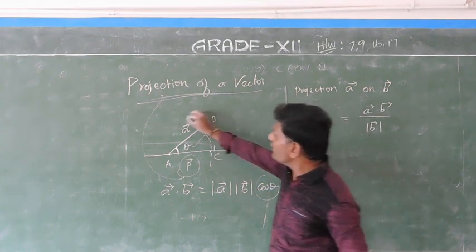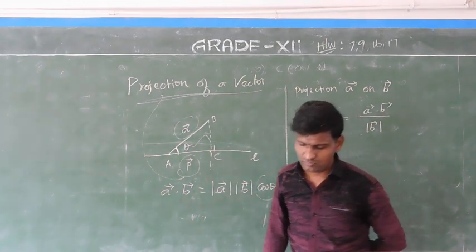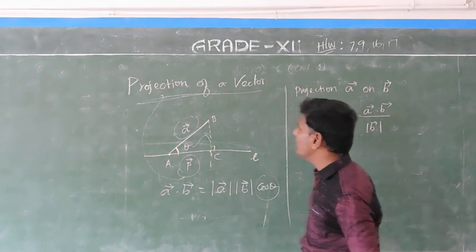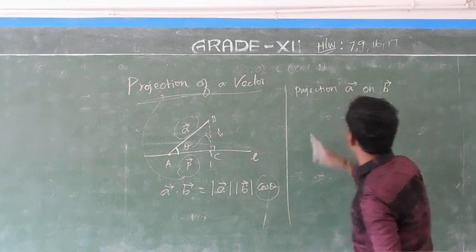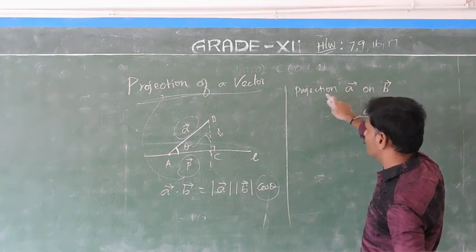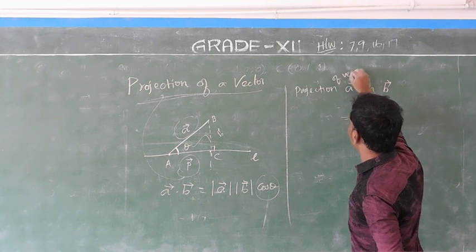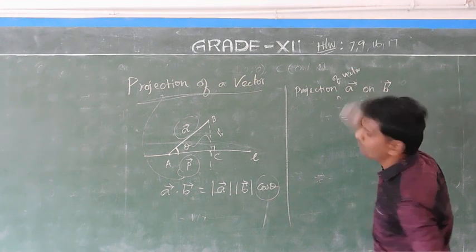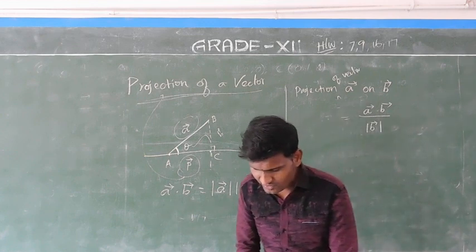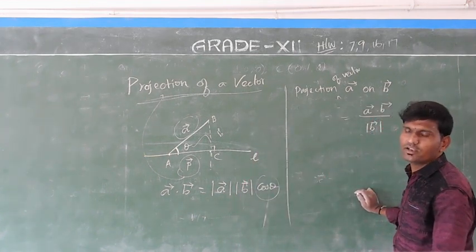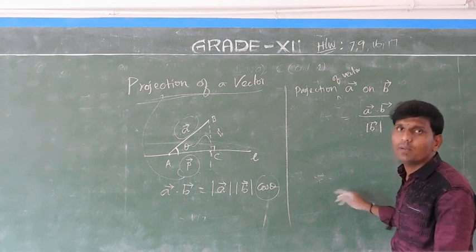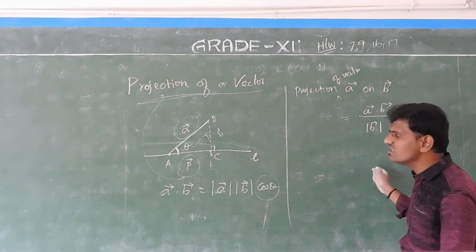Why? Because we know the value of a vector, and we don't know b. So the projection of a vector on b vector is equal to a dot b divided by the modulus of b vector. So this is your observation, page number 444. This is very simple.